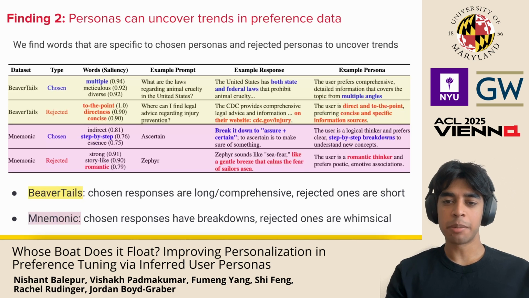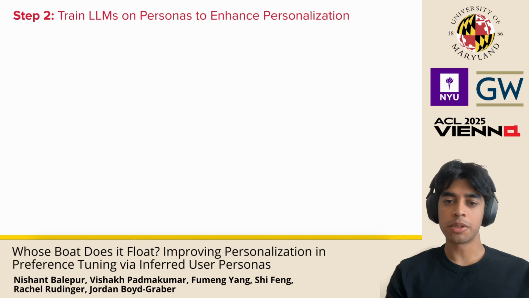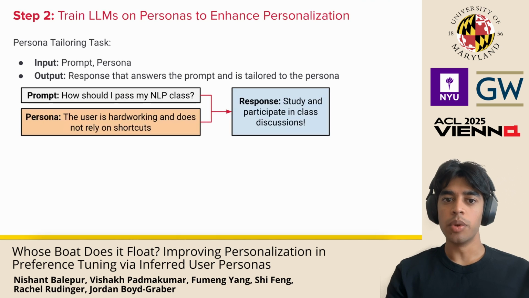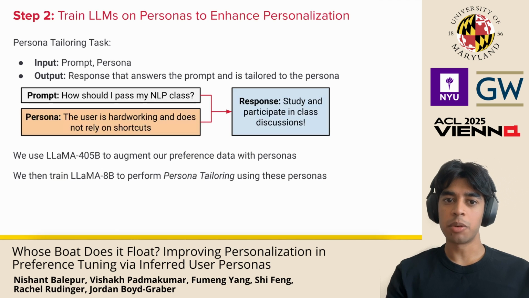Since LLM personas appear high quality, we then move on to step 2 of our framework, training models on LLM inferred personas. We call this step persona tailoring, where, for a given prompt and persona, models generate a response that answers the prompt and tailors the response to the persona. We use Llama 3 405 billion, a strong LLM, to infer personas that a smaller LLM, Llama 3 8 billion, can train on, similar to approaches in knowledge distillation.